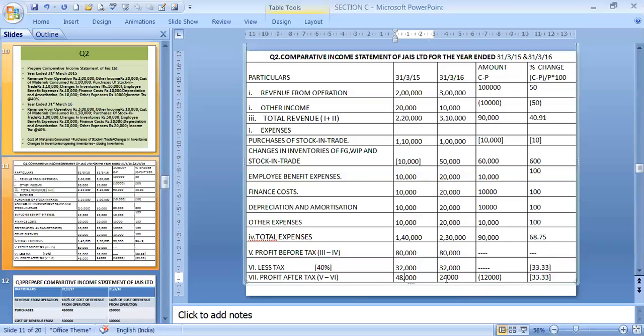48,000. Over here also 48,000. So there is also no change. As there is no change, we can give simply a dash. Now see, we will be finding out the percentage change. Percentage change will be what? Percentage change is nothing but absolute change divided by previous year into 100.